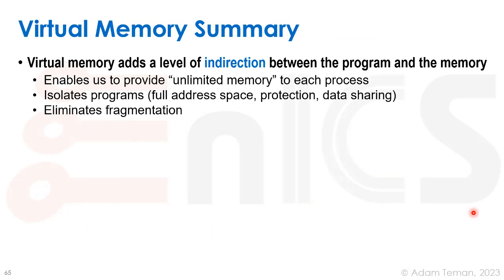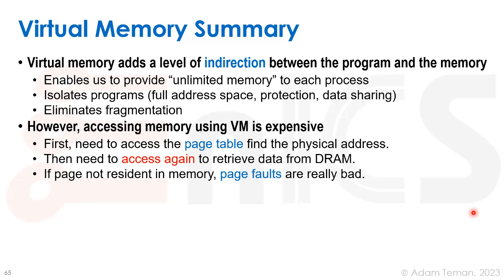So let's summarize virtual memory. Virtual memory adds a level of indirection between the program and the memory. It enables us to provide unlimited memory to each process. It isolates programs, gives us a full address space, protection, and data sharing. It eliminates fragmentation.